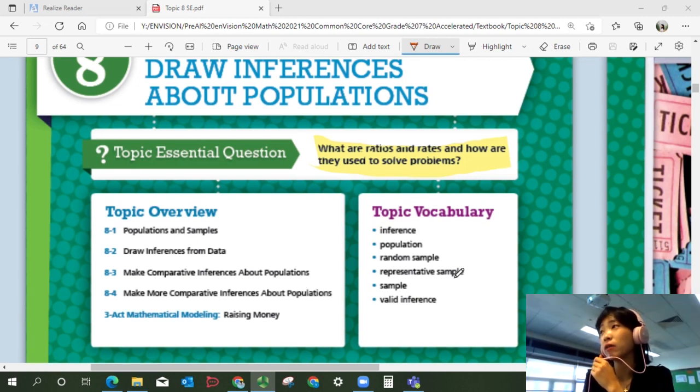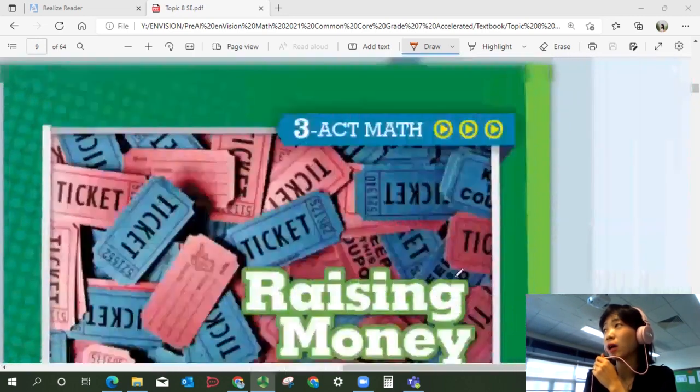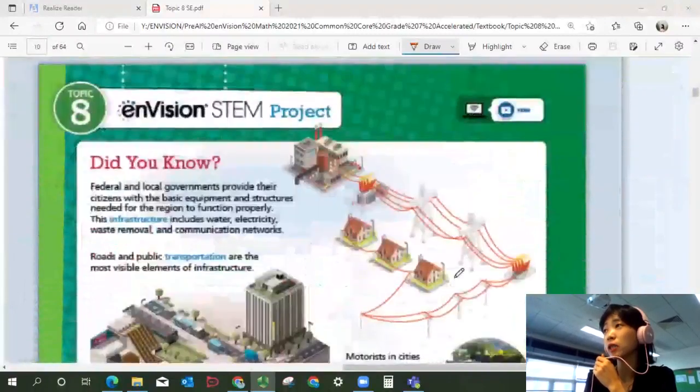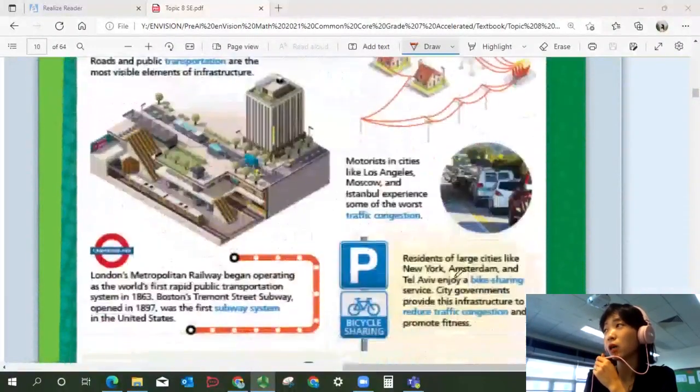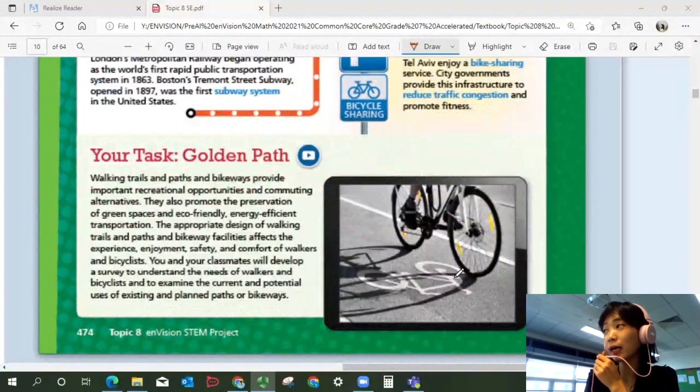And if you look at 3 ACT math modeling, raising money, or the topic project, STEM project about the golden path, you can also apply these skills in real life as well.